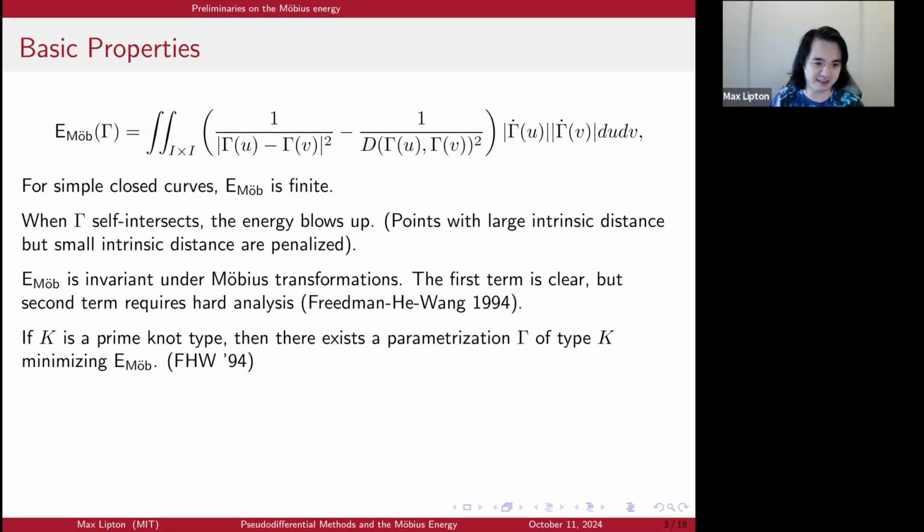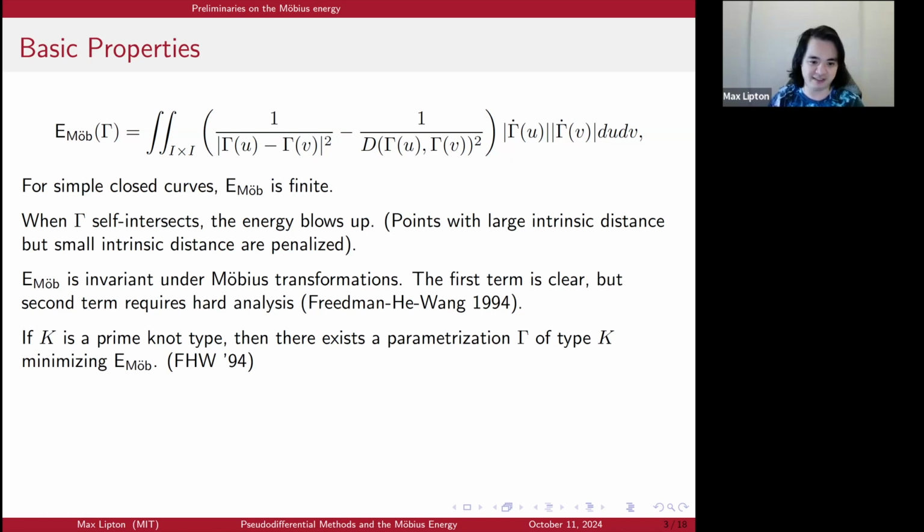And I should also mention that because the energy blows up when the curve is self-intersecting, when we run the gradient flow of the Mobius energy, we can at least be guaranteed that we won't have self-intersections during the gradient flow, because that would cause the energy to blow up. So at least in that regard, the knot type would not change when undergoing a gradient descent.